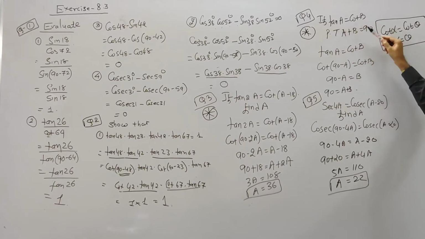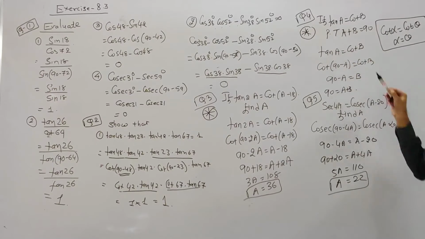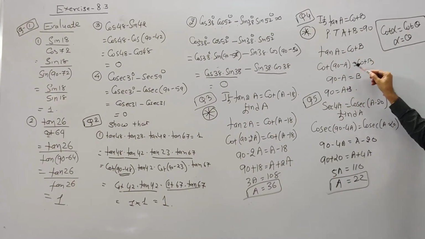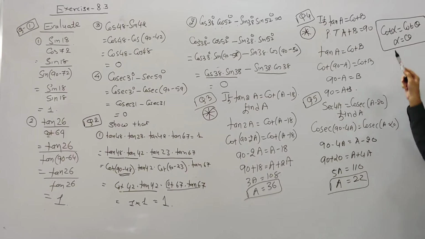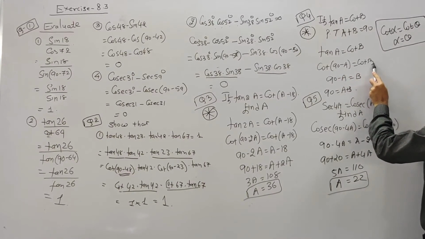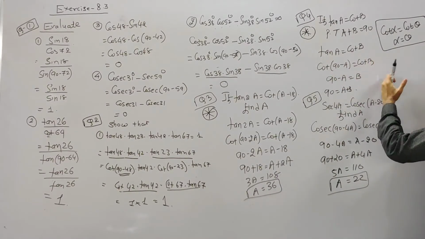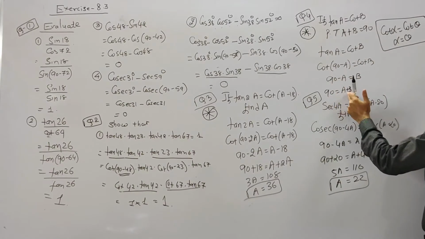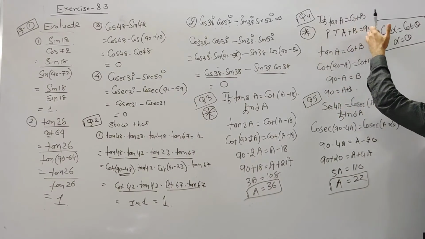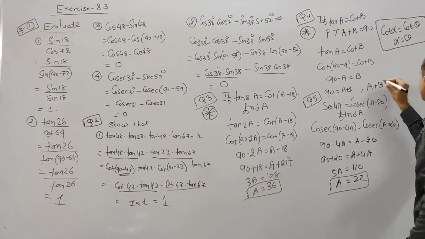Tan A is equal to cot B. You can convert either this tan or cot. Let me convert tan A. So tan A means cot (90 minus A) is equal to cot B. Again use this formula: cot alpha is equal to cot theta, therefore alpha is equal to theta. Therefore, 90 minus A is equal to B. So if you take A from the left hand side to the right hand side, you get 90 is equal to A plus B. Here you have to prove that A plus B is equal to 90. So you can write, A plus B is equal to 90.